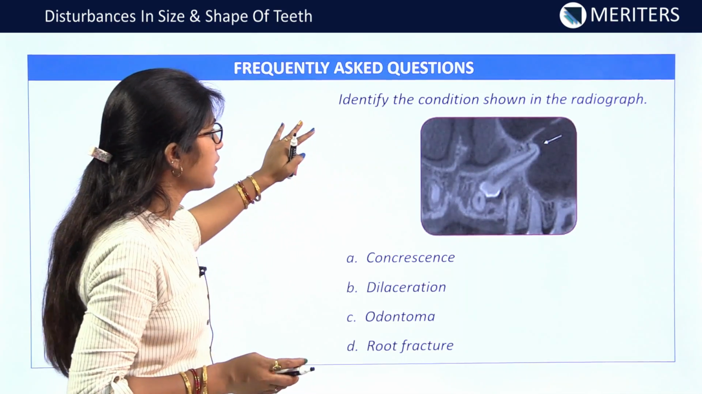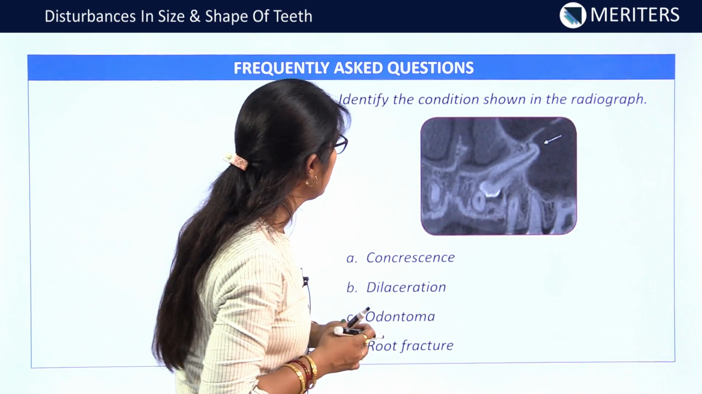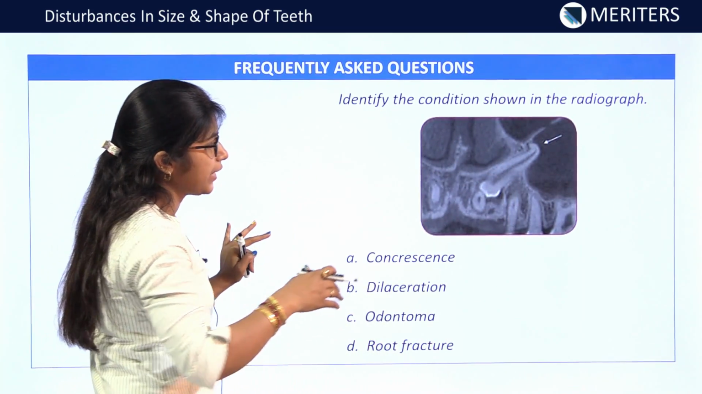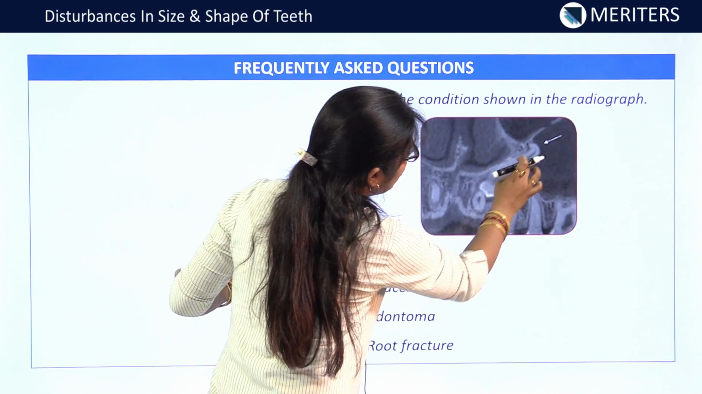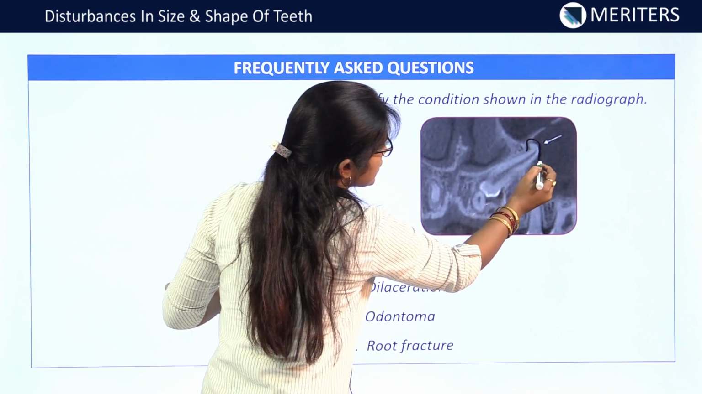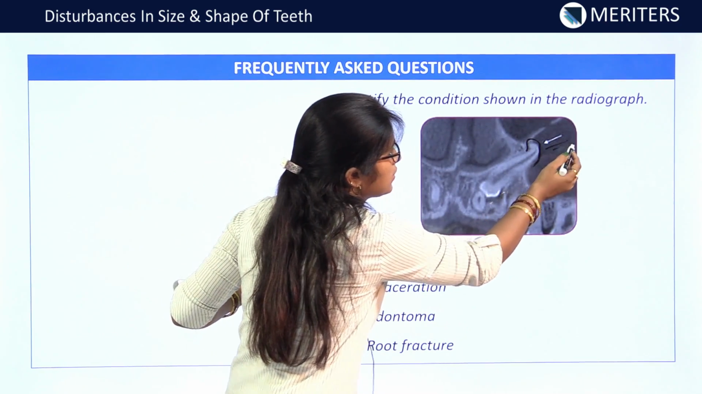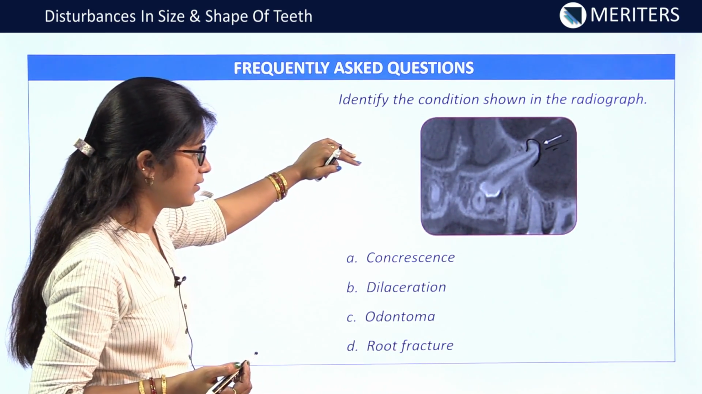Okay, now the next question. See here, it's a radiograph. A radiograph is given in the color plate. Identify the condition shown in the radiograph. Now, you should be able to appreciate the morphology here. This is the normal tooth. This is the root, an abruptly bent root, and this is marked by an arrow also. So that condition is being asked in the question.